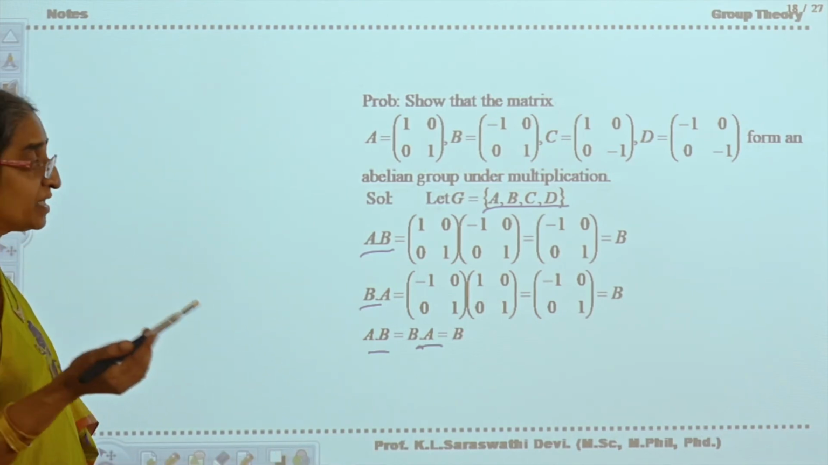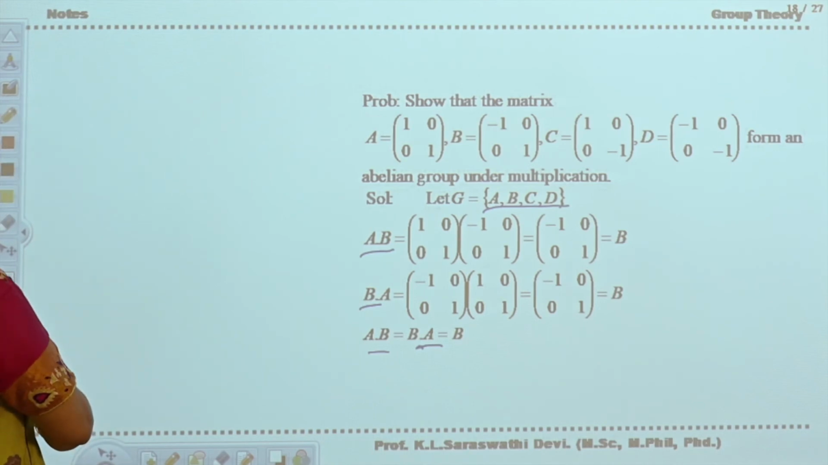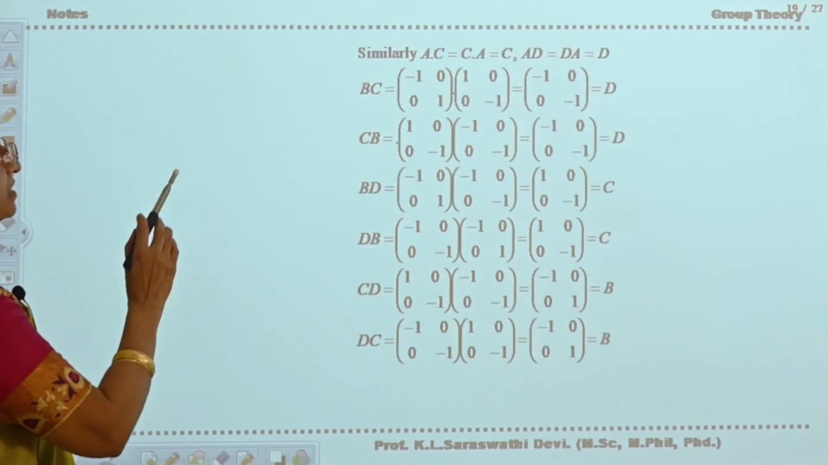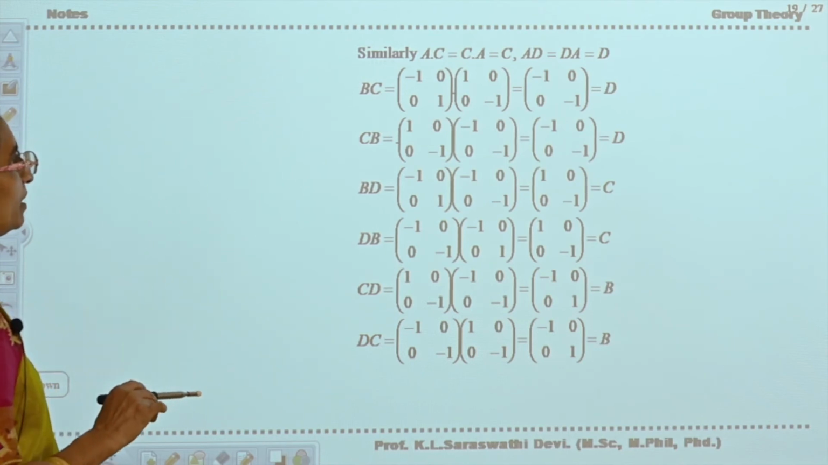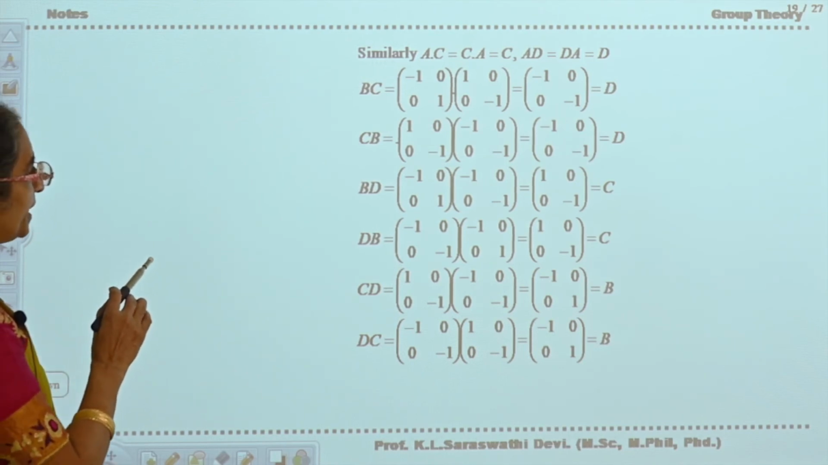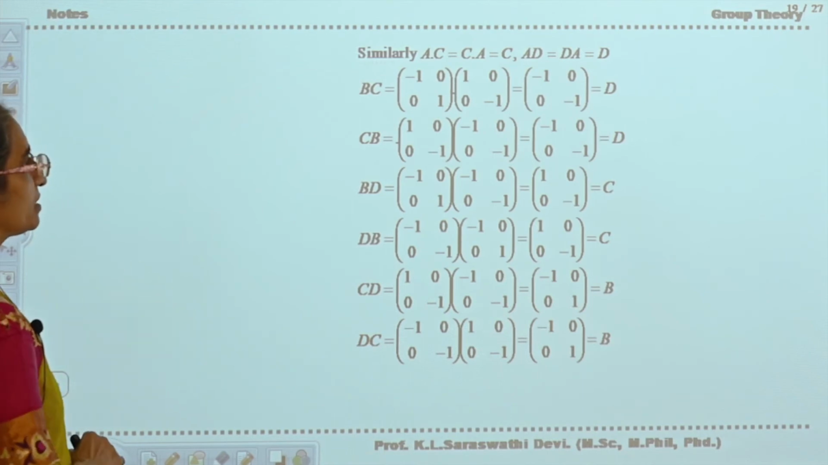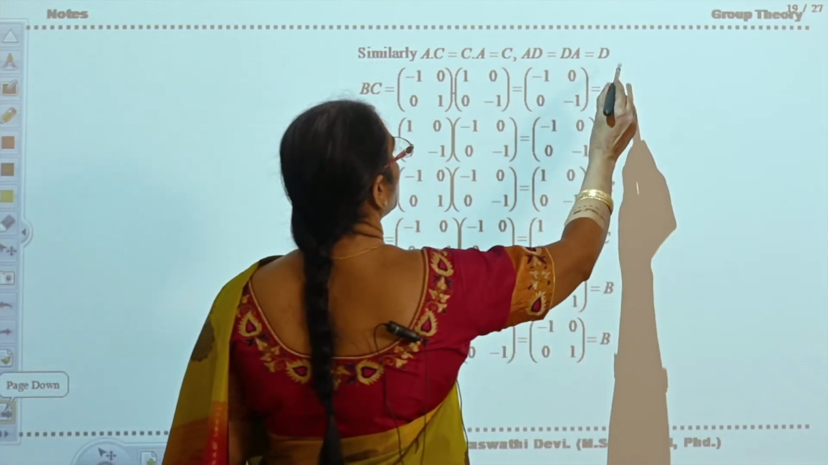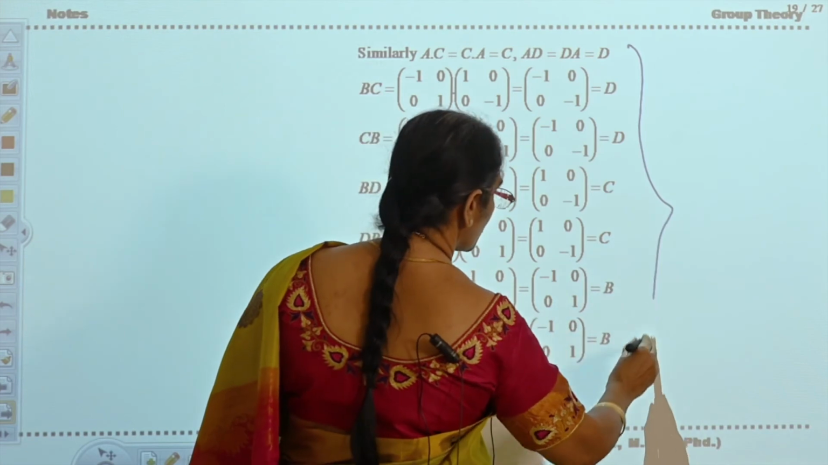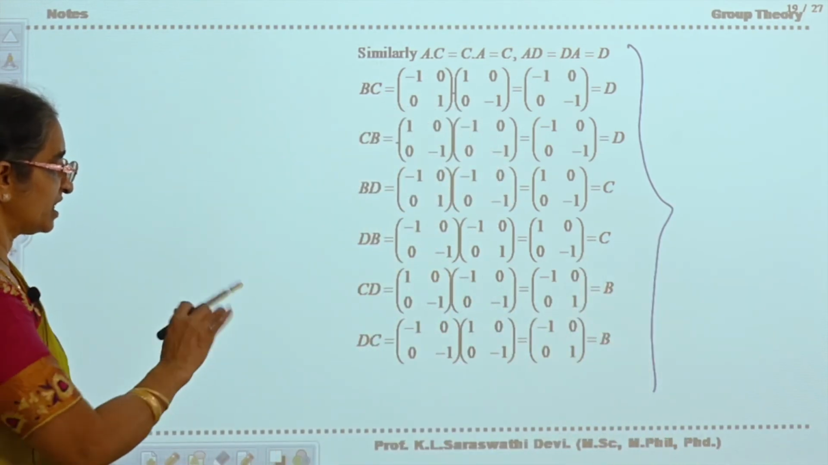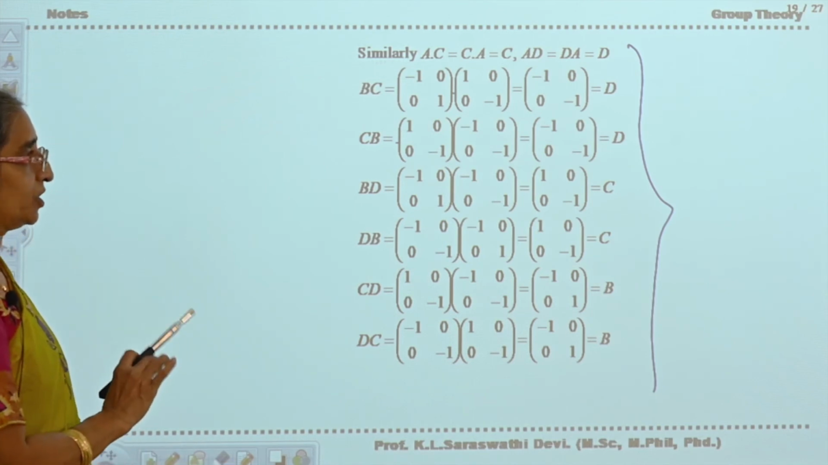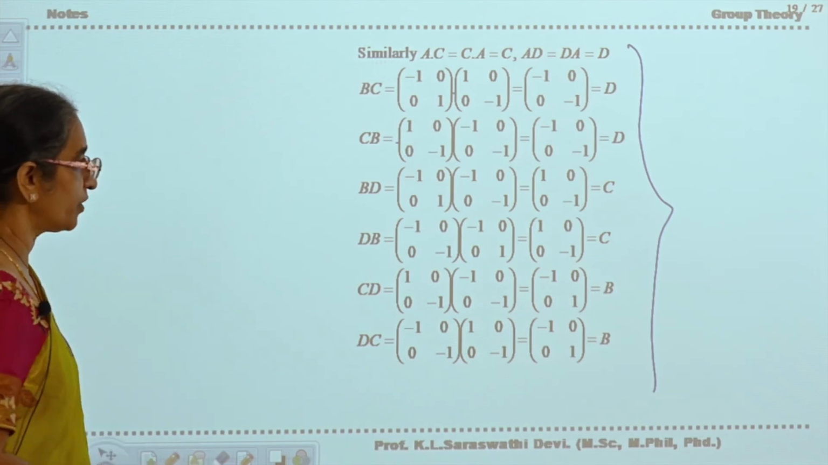AB equals BA means the commutative property is satisfied. Similarly, AC equals CA, AD equals DA. All the possible combinations you have taken. BC equals CB, BD equals DB, CD equals DC. In order to verify these things, you can easily verify personally by seeing the video. You can get it. I'll give you the time to observe this, 1 minute.